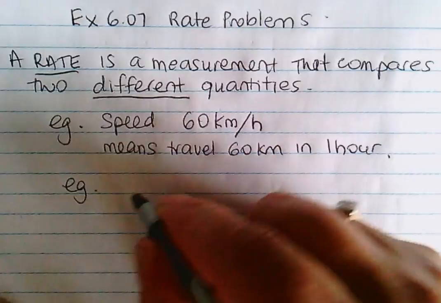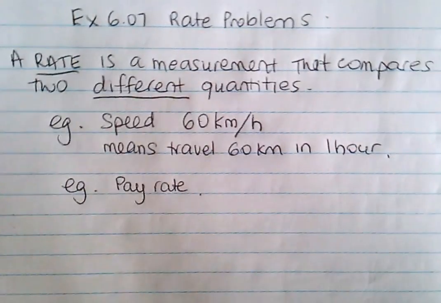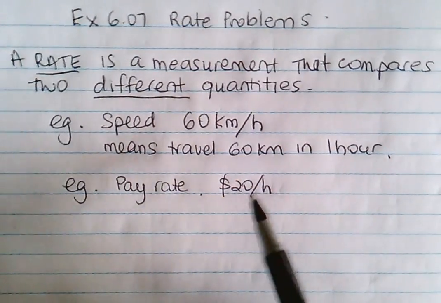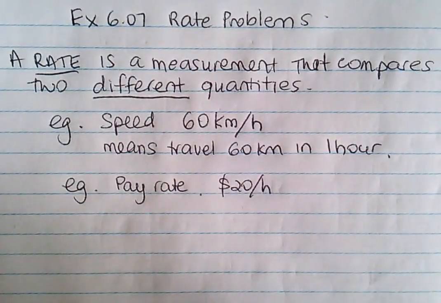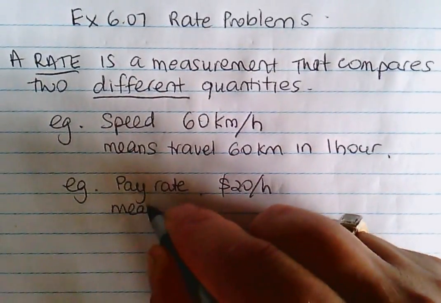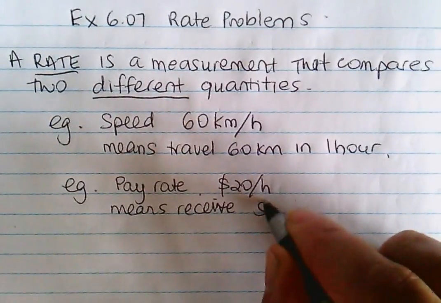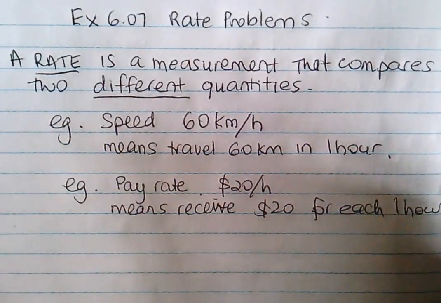Another example of a rate. Pay rate. Anyone that works? The pay rate, $20 per hour, for example. $20 is the first quantity, per is the slash hour. All right? This means that you receive $20 for each 1 hour that you work. Okay?